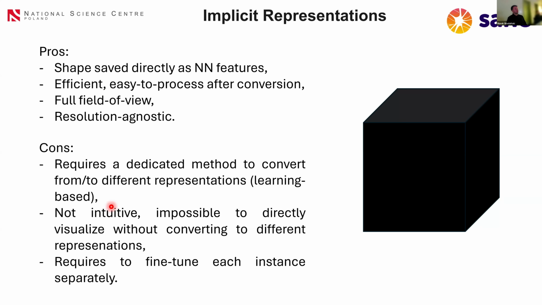However, the limitations of this representation are also quite significant, because they require a learning-based method to convert the shapes to the implicit representation and also from the implicit representation. They are not intuitive to process. You cannot directly visualize the structures in this representation. It's basically just a huge, big black box that you cannot easily interpret. And it also requires fine-tuning a particular neural network to each instance of a particular shape separately, which makes the processing problematic and not as easy as with the other representations.